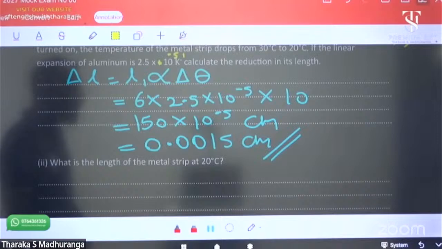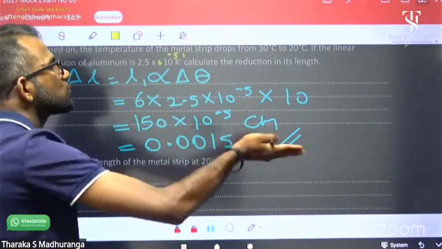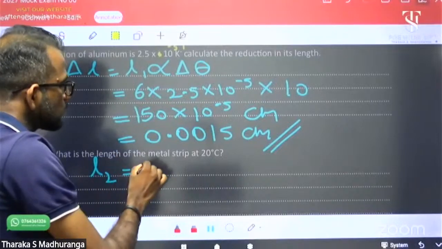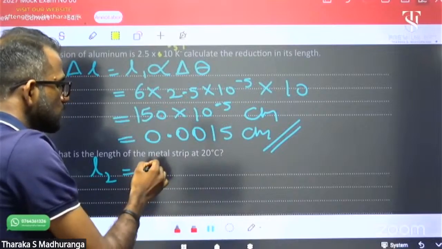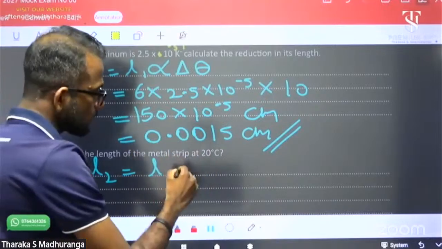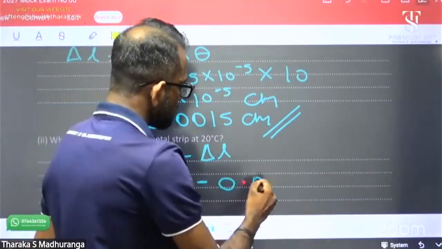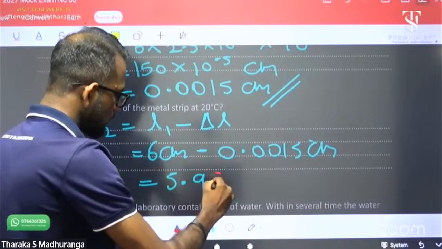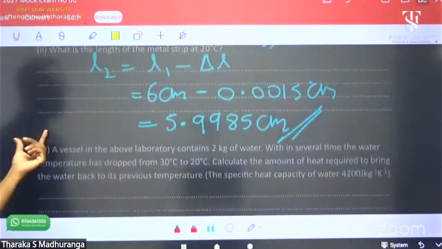What is the length of the metal strip at 220 Celsius? 220 Celsius means when the temperature drops. 30 Celsius, 6 centimeter. Then to get L2, the final length, L2 equal L1 initial length. It's not an expansion, it's contraction, right? Contraction, minus delta L. 6 centimeter minus 0.0015 centimeter. Now you can get the answer: 5.9985 centimeter. Right? Very simple.